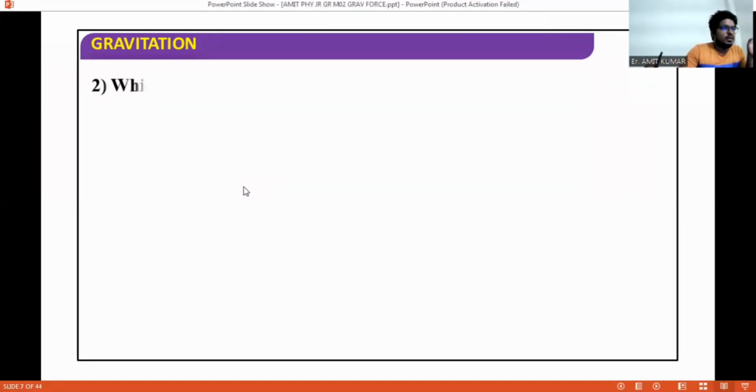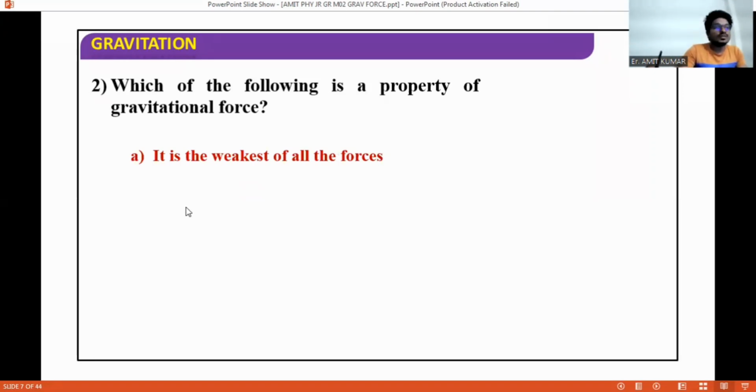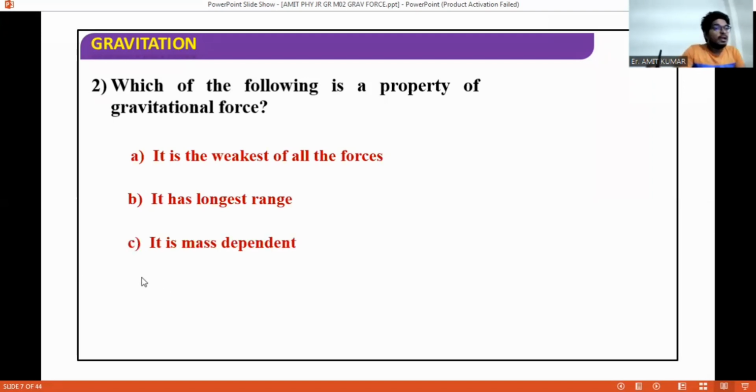So one more question. Do this question. Which of the following is a property of gravitational force? Option 1, it is the weakest of all the forces. Option 2, it has the longest range. Option 3, it is mass dependent. And option 4, all of the above.